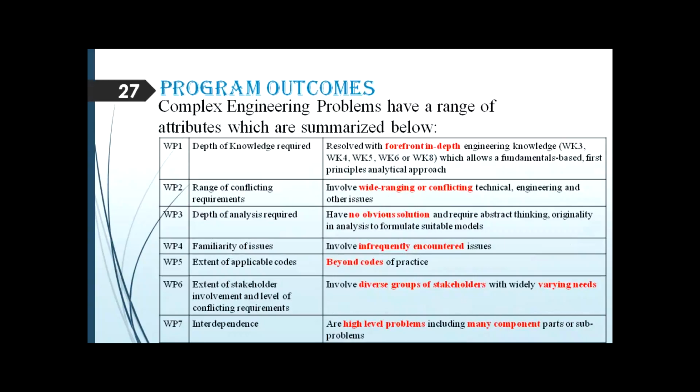Familiarity with the issues involves infrequently encountered issues, and then we have the extent of applicable codes and codes of practice, and how we are going to think about the out-of-the-box solution. For engineers, we must go for the out-of-the-box solution, and the extent of the stakeholders involved, and the level of conflicting requirements, which involves a diverse group of stakeholders with widely varying needs, and then the interdependence, where all-level problems include many component parts or subproblems. Right? Next slide, please.